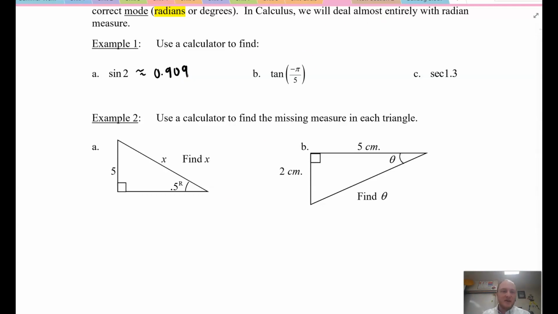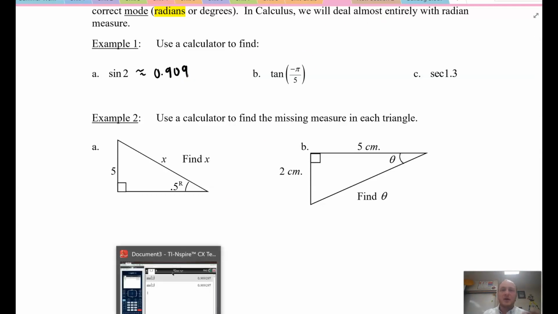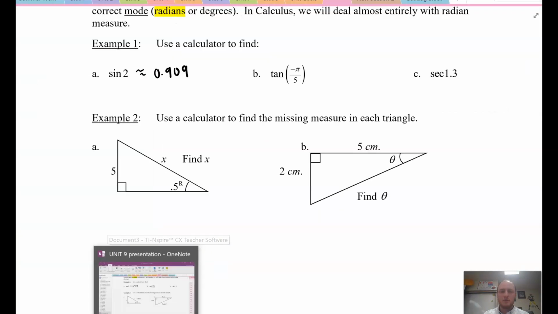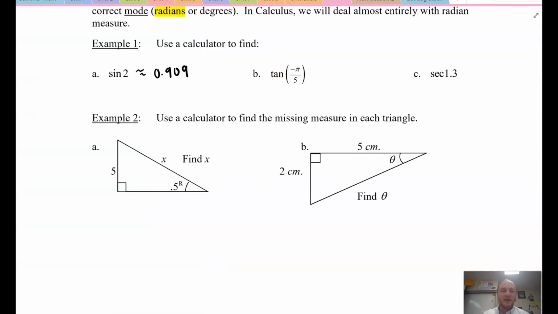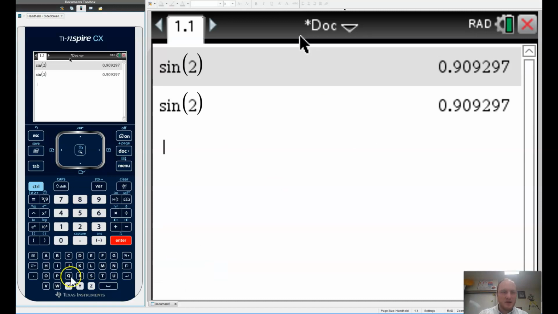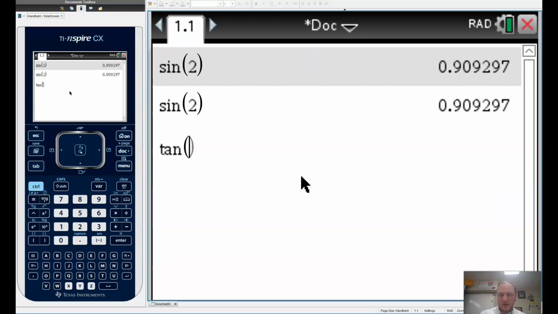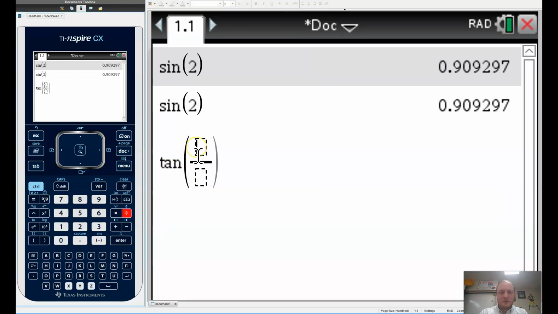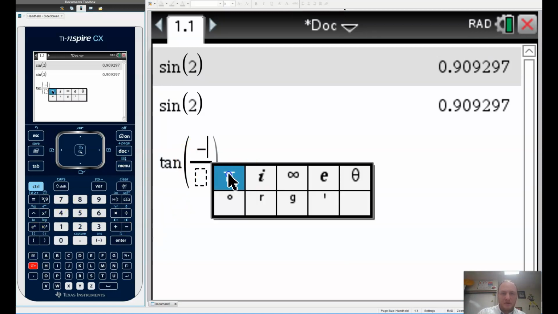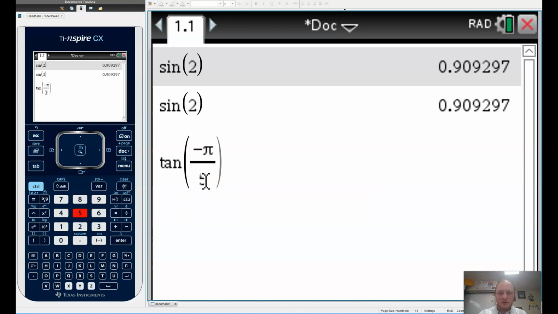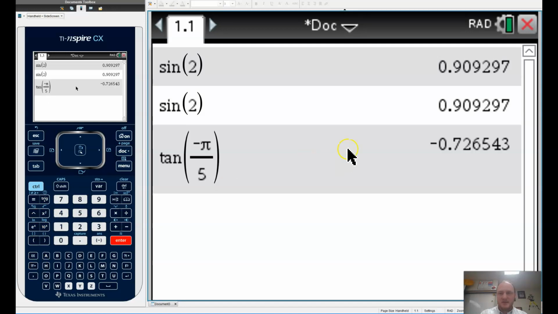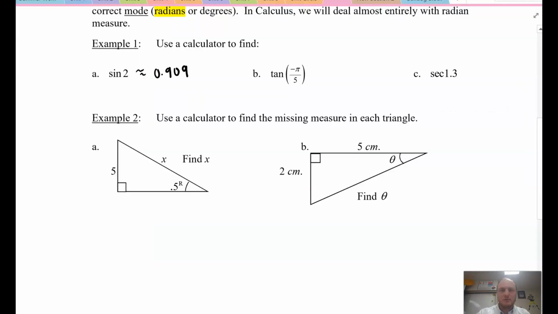All right, tan of negative pi fifths. Trig, tangent, okay, and I want a fraction. So negative pi fifths. Okay, we enter that, and there we have it, negative 0.727.